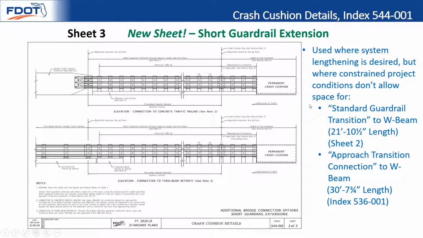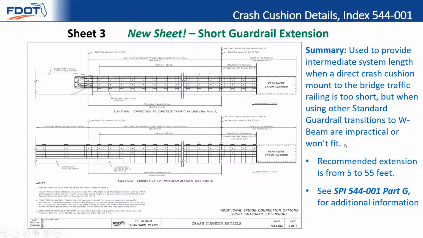So it's used where lengthening is desired, but where the constrained project conditions don't allow for the standard guardrail transition to W-beam, which is 21 feet long, about 22 feet, plus the approach transition connection to W-beam, that's about 31 feet. So that's pretty lengthy. You might not have room for all that. You need something a little shorter.